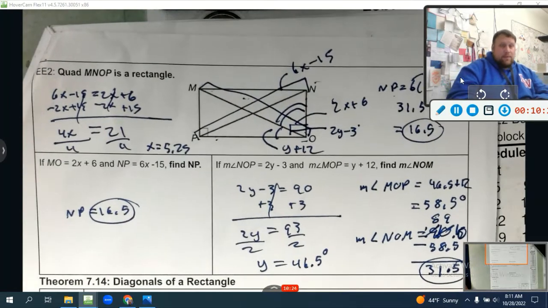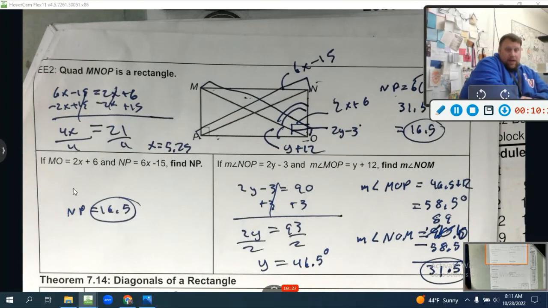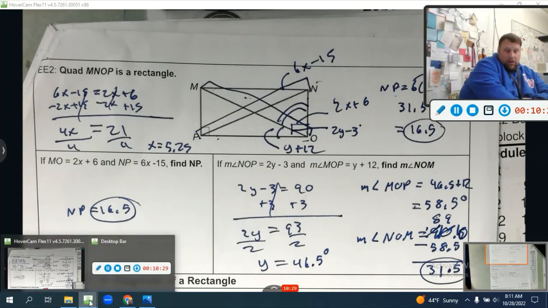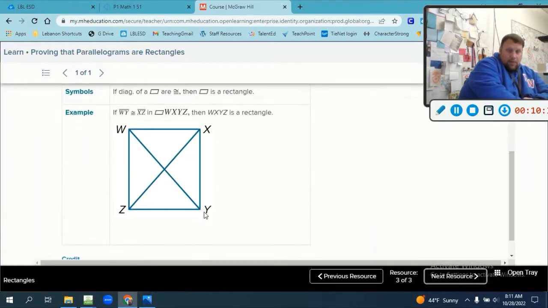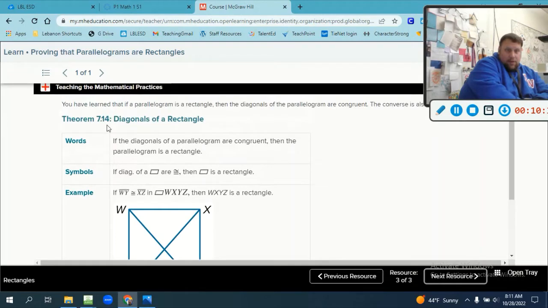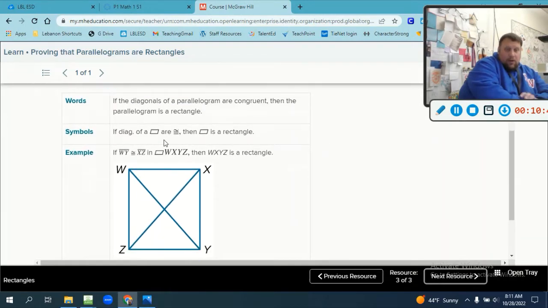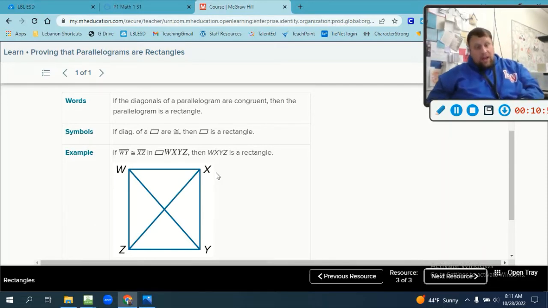Awesome. That said, we have just one thing left to do today. Let's go ahead and take a look at our final theorem. We're not going to do anything with it right now, but it's good to know. It's kind of the backwards part of this. It says, this is theorem 7.14, if the diagonals of a parallelogram are congruent, then the parallelogram is a rectangle. So if these are congruent, if XZ equals WY, then this parallelogram is a rectangle. Boom. Awesome. Well, with that said, we are done, and peace out.